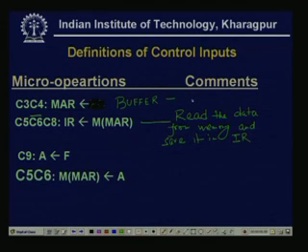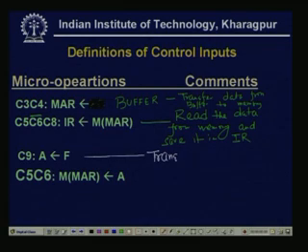Here it is transfer data from buffer to memory address register MAR. Now, C9 is F2A, which means transfer the ALU output into register A.